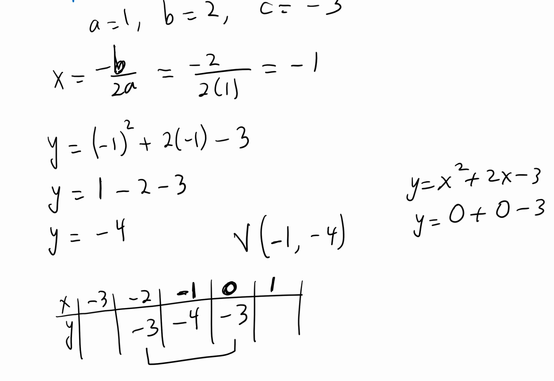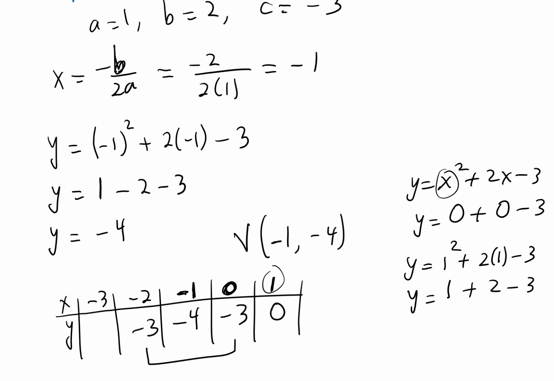Now substitute the 1 in here for x, 1 squared plus 2 times 1 minus 3. That would be 1 plus 2 minus 3. 3 minus 3 is 0. If that's a 0, this is also 0.